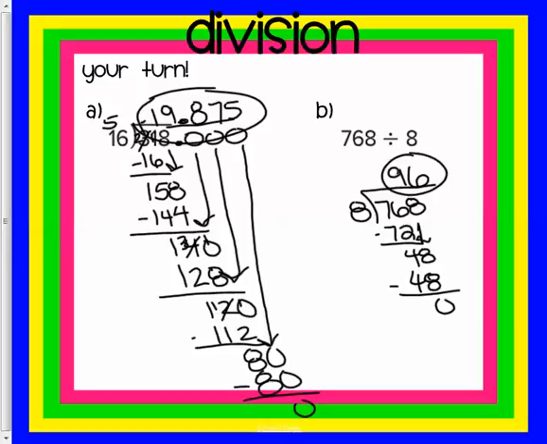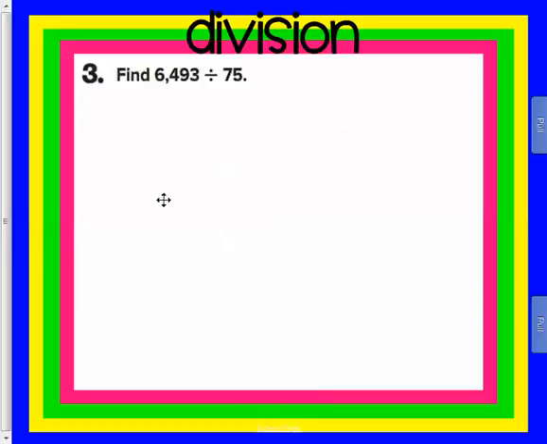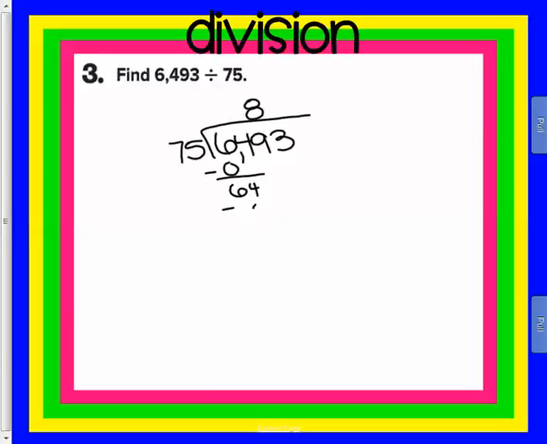Let's try one more to close up shop. 6,493 divided by 75. Let's first rewrite it. 75 does not go into 6. Good gravy boat. Sorry about that. And it does not go into 64. It goes into 649 though 8 times. Make sure the 8 goes above the 9 because it didn't go in here. It didn't go in here. It went in here. Makes sense?